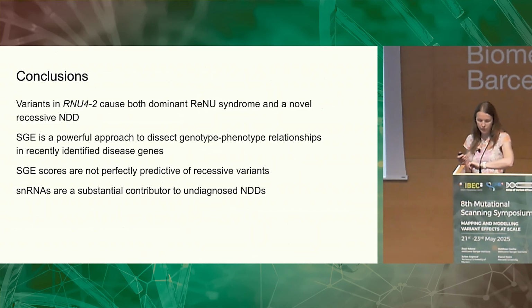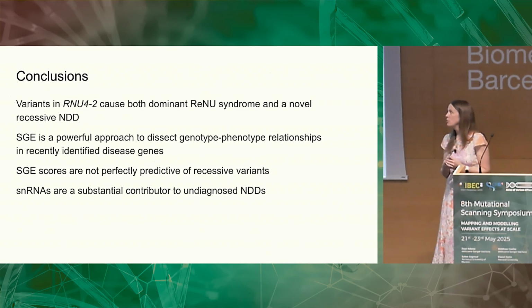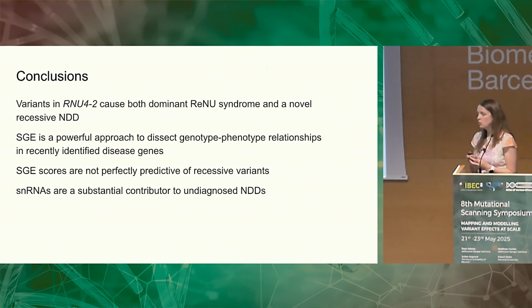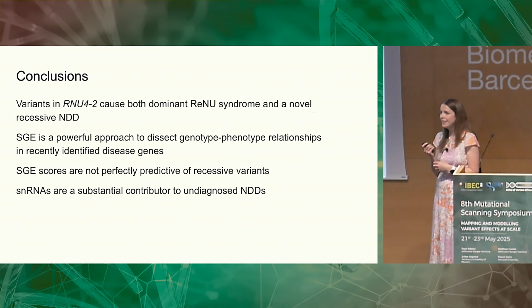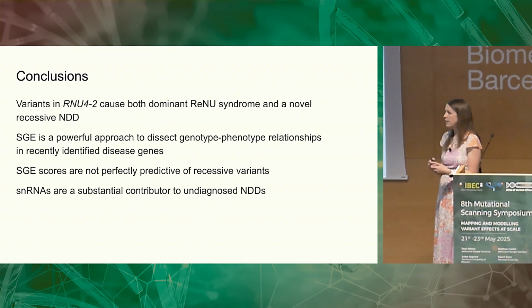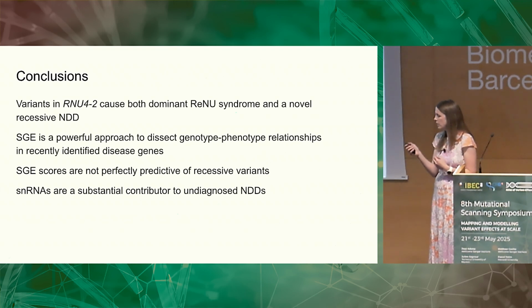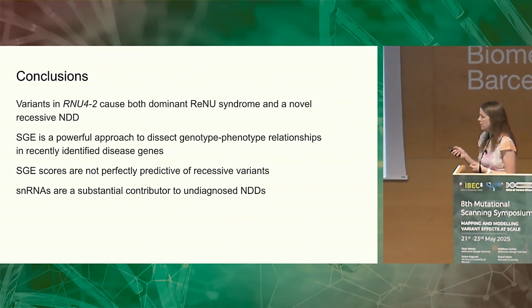Just to conclude, I have no idea where I'm at time because I don't have a clock, so hopefully I'm not too far off. Variants in RNU42, we've shown, cause both a dominant Renew syndrome and also a novel recessive NDD. I think this is a really beautiful story to show how powerful SGE is to dissect genotype-phenotype relationships, particularly in a newly identified disease gene. Although we do still need to unpick the fact that these scores, while they tell us the right regions for these recessive variants, are not perfectly predictive for this disorder. And the snRNAs are a substantial contributor to previously undiagnosed neurodevelopmental disorders.